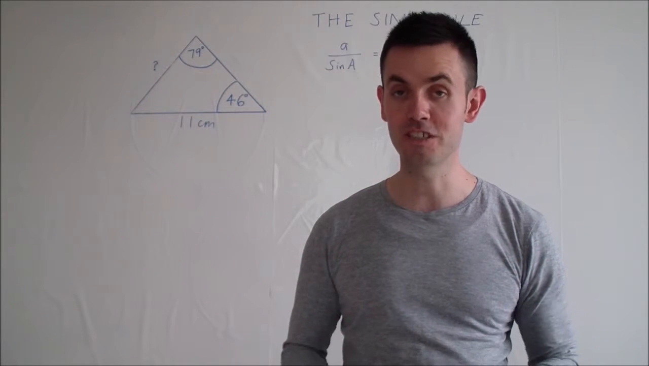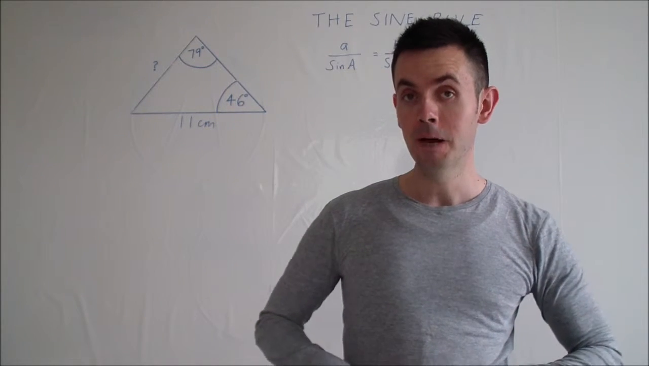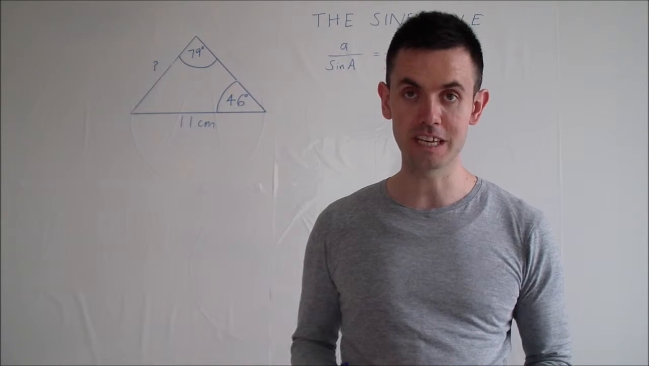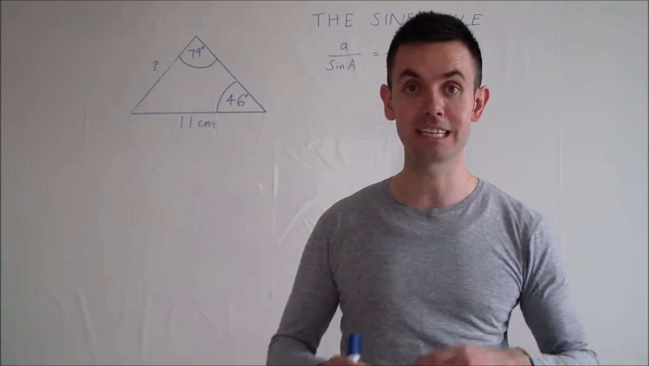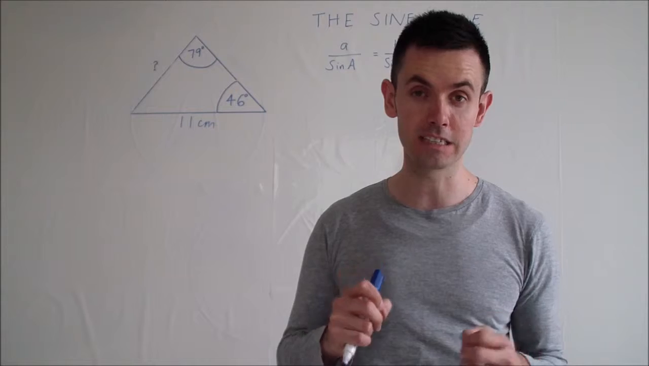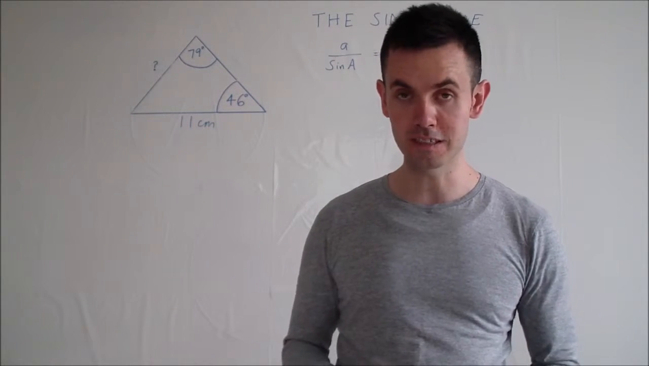If you're given a triangle which is not a right angle triangle, and you're told the value of two of the angles and the length of one of the sides, and it's the length of another side that you need to find, then it is the sine rule that you need to use.